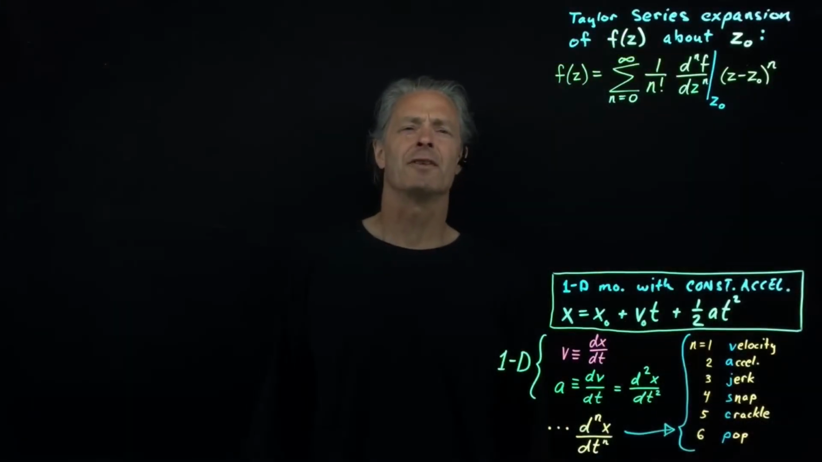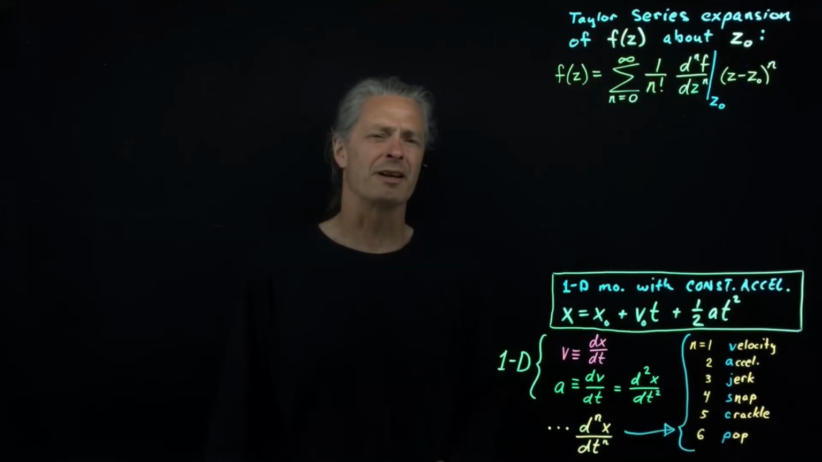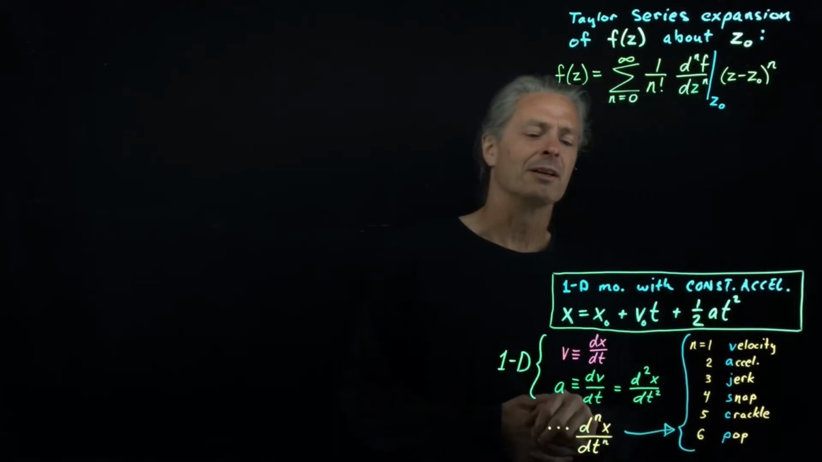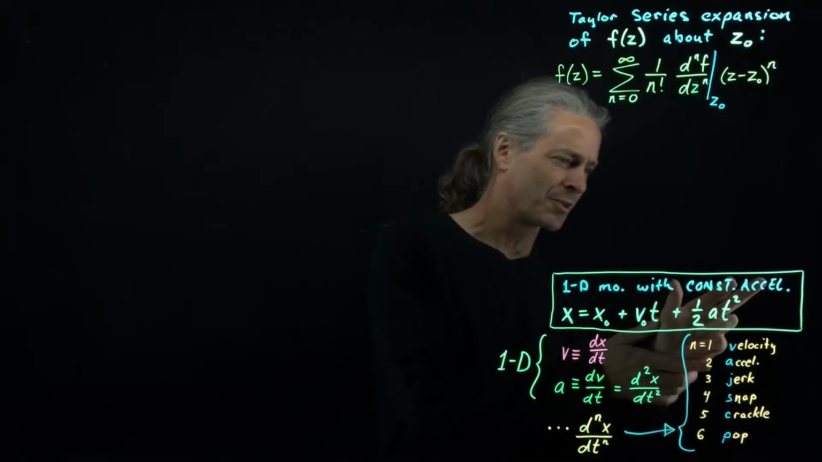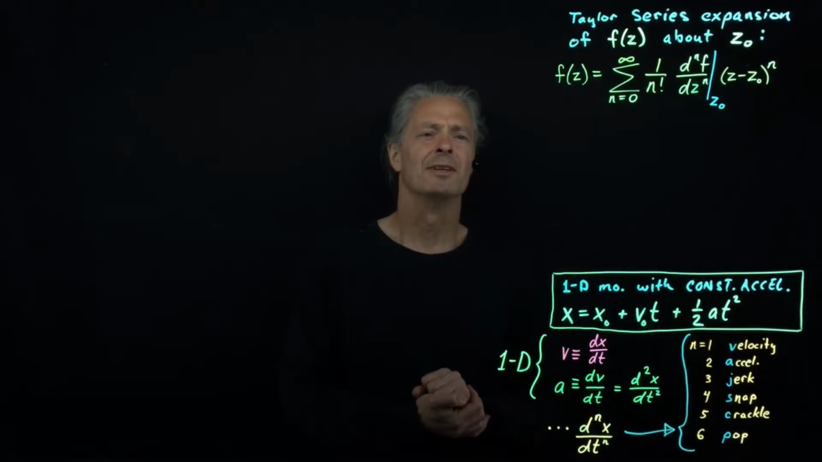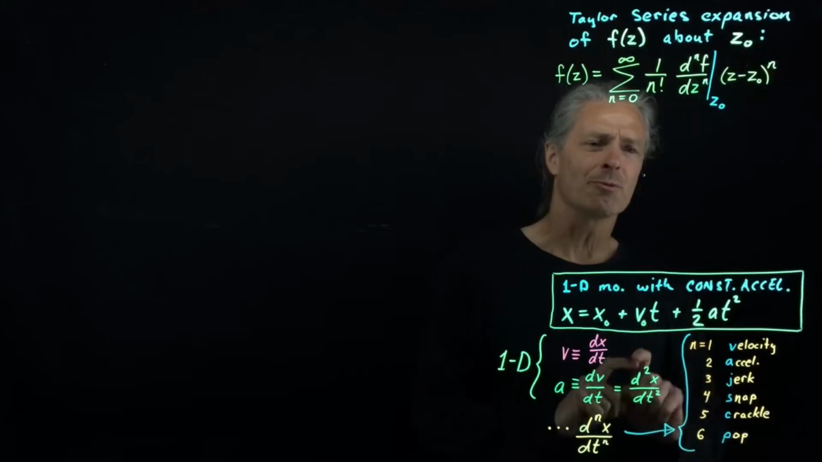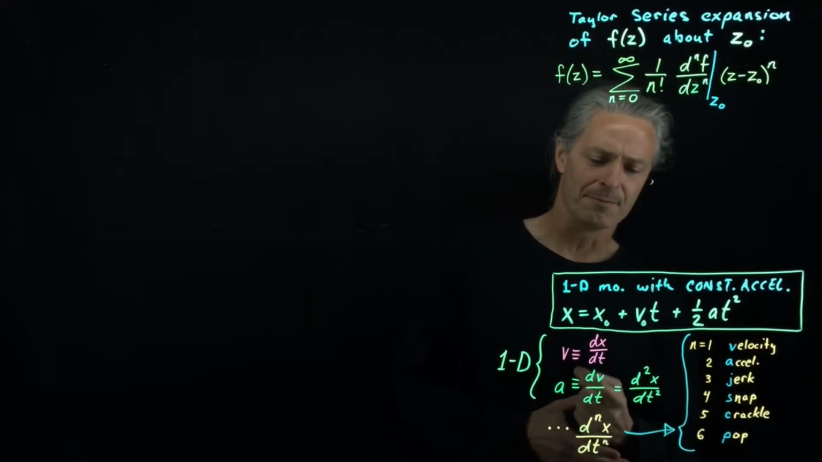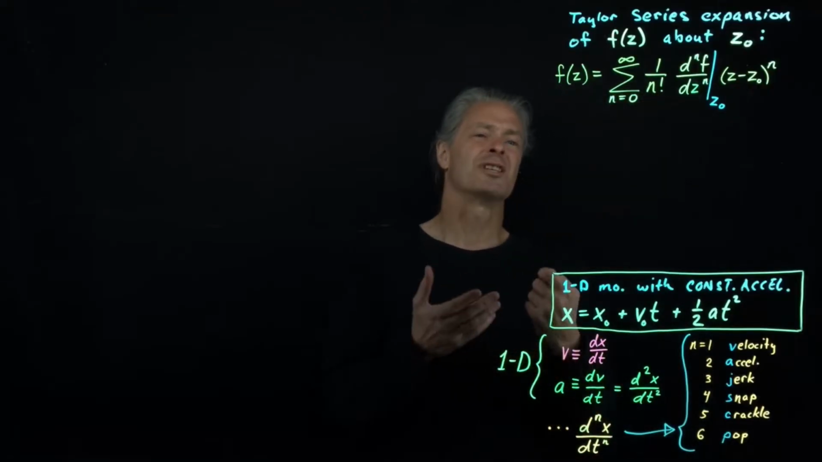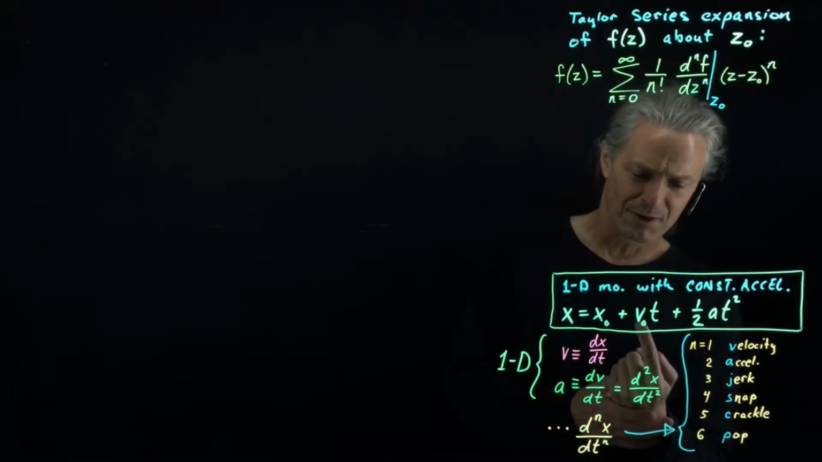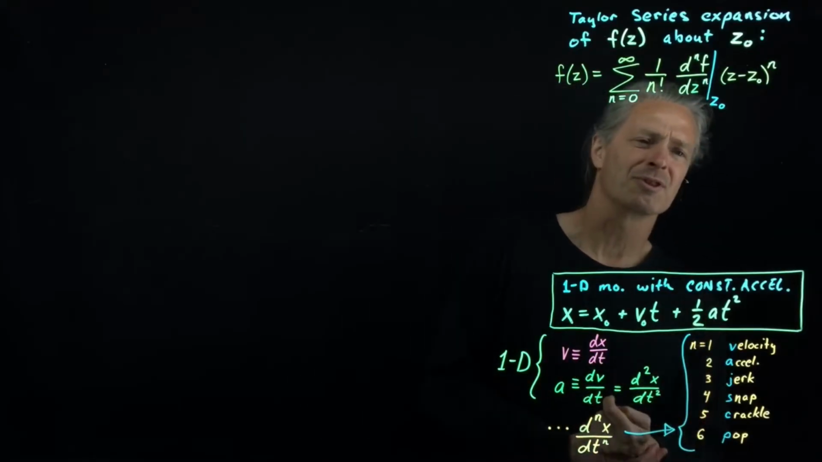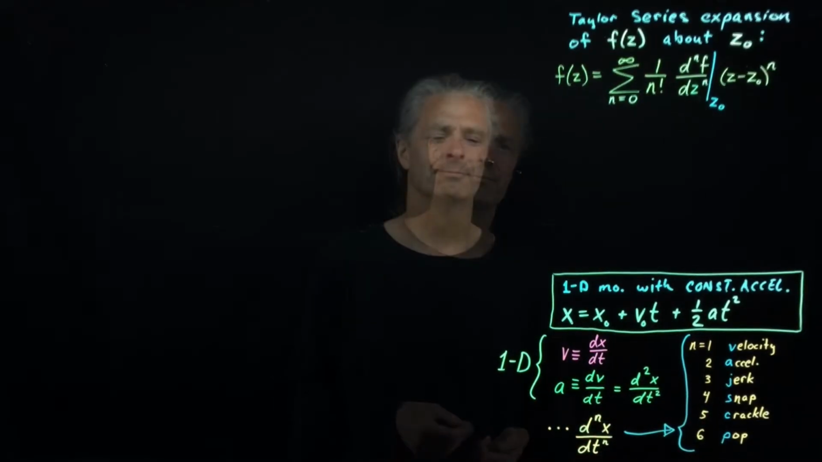Hi everybody. In this video I'm going to use a Taylor series expansion to derive the equation for the position as a function of time in the case of one-dimensional motion with constant acceleration. In this equation, t represents the time, x represents the position as a function of time, x sub 0 represents the position at time 0, v sub 0 represents the velocity at time 0, and a represents the constant acceleration.